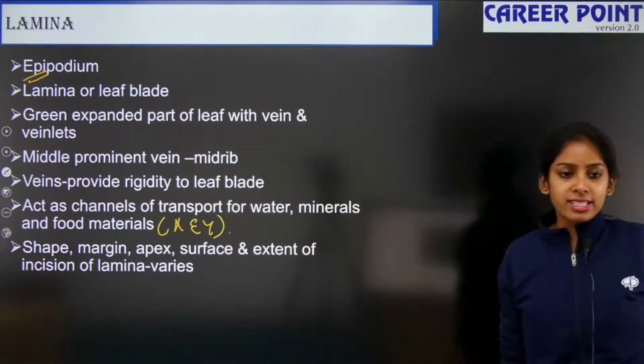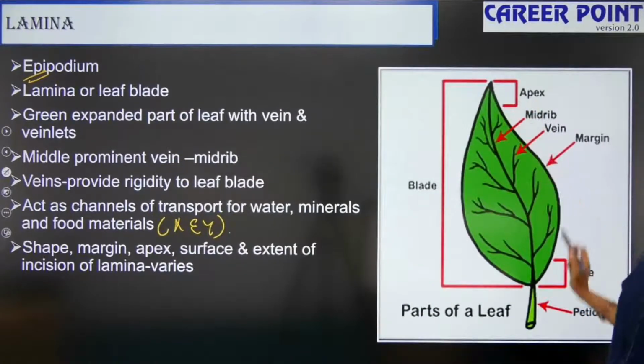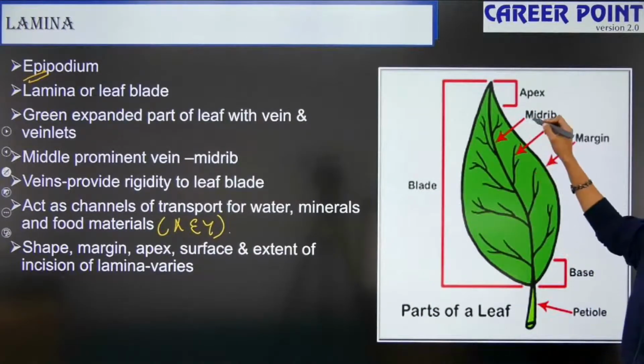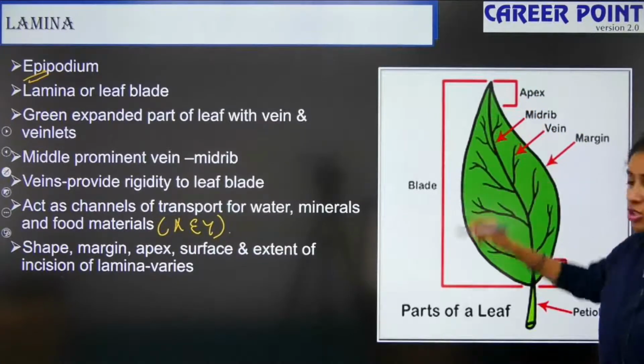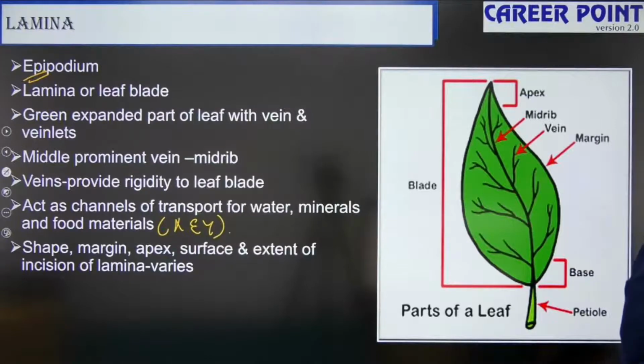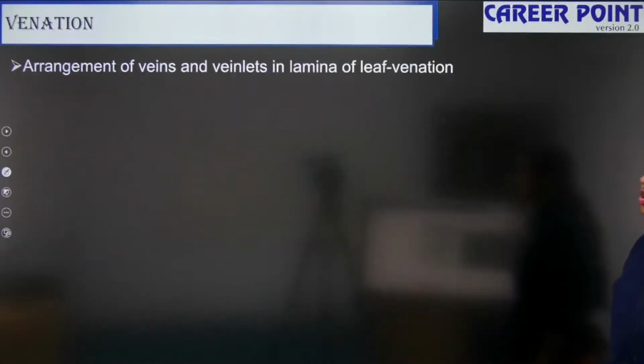The shape and size varies accordingly. This is called your leaf blade or lamina. It has veins and veinlets. It also has a midrib. This outer layer is known as the margin of your leaf. Clear? Yes? Now, venation. What is venation?